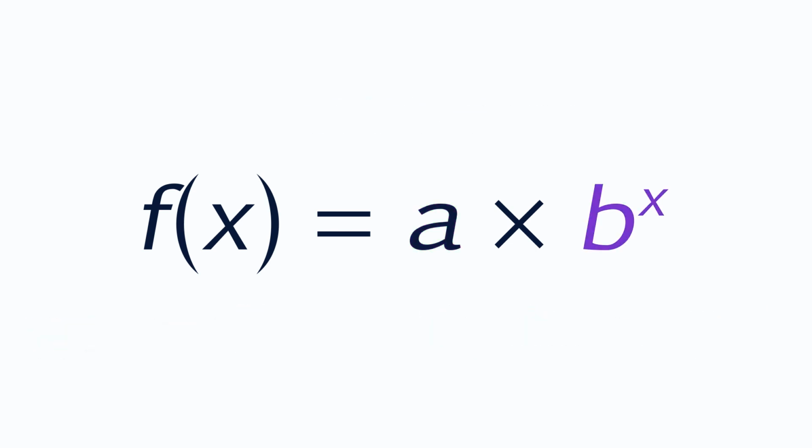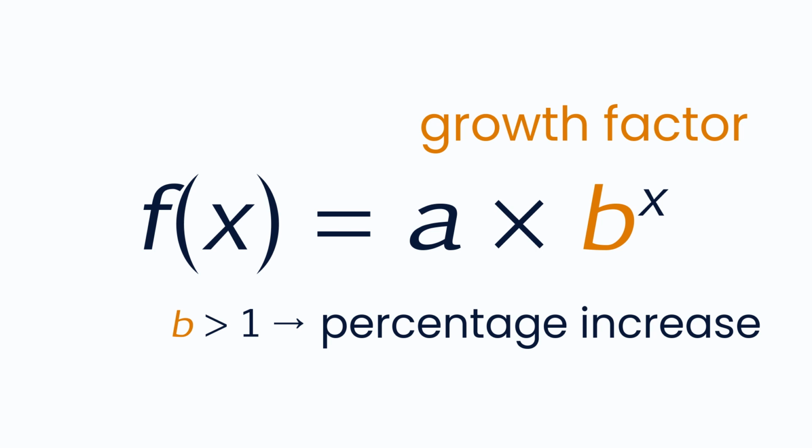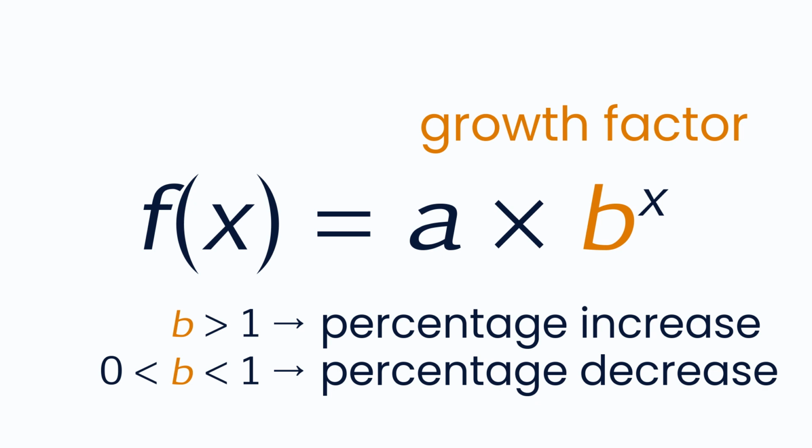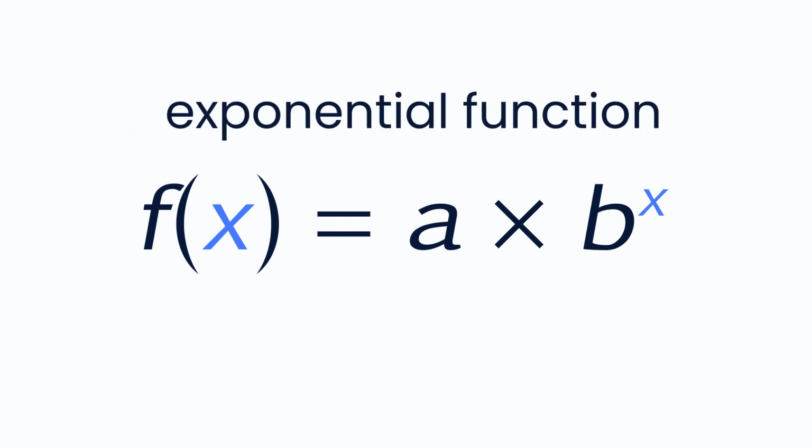The second part of the expression is b to the power of x. Here, the base b is the growth factor. Recall that the growth factor is used to calculate a percentage increase when b is bigger than 1, and a percentage decrease when b is between 0 and 1. Finally, the exponent x is your variable. This is why f of x is called an exponential function. It's because the variable of f of x is an exponent.